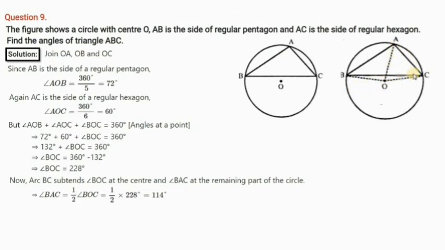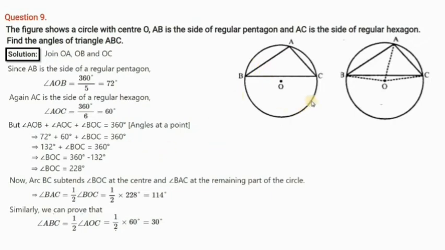Now similarly we know this AOC is 60 degrees, and arc AC subtends AOC at the center, and in the remaining part it subtends ABC. In the same way, ABC equals half of AOC, and AOC is 60, so this turns out to be 30 degrees. So ABC, this angle, will be 30 degrees.